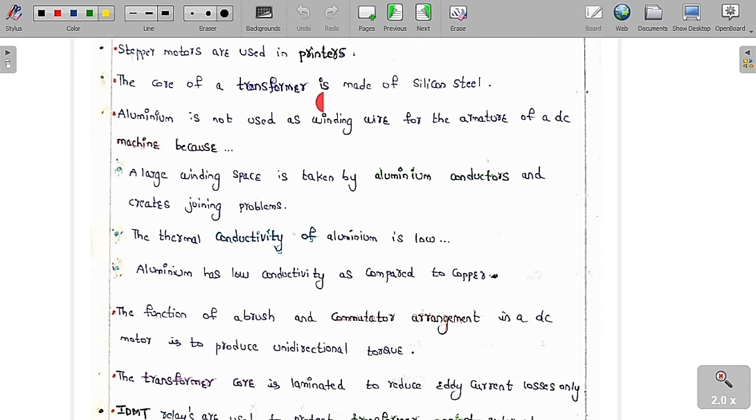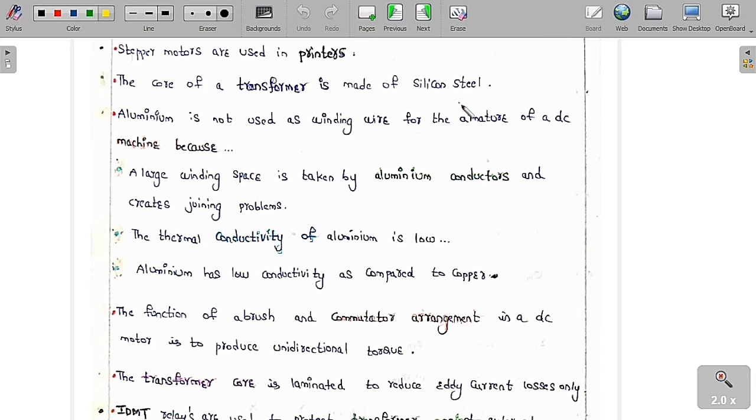The core of a transformer is made of silicon steel. I have already told you steel has very good permeability and also good conductance. But we need the conductivity to be very less because the eddy currents are proportional to conductivity. So the more the conductivity, the more the current loss. So we have to reduce the conductivity. For that we have to add silicon for 3 to 4%.